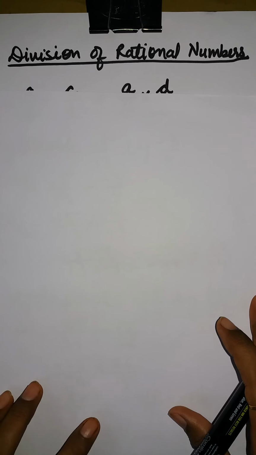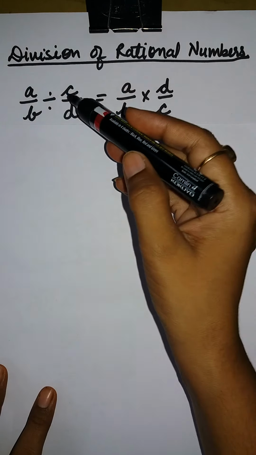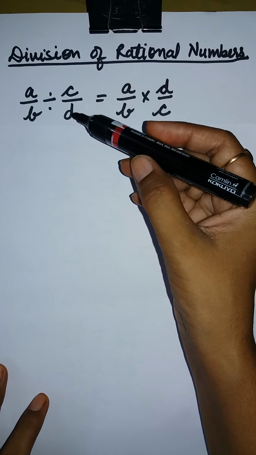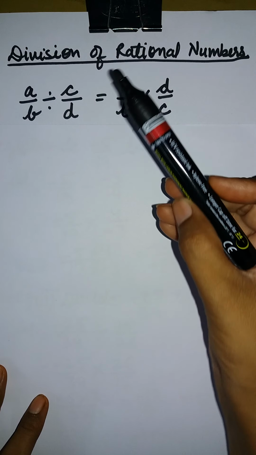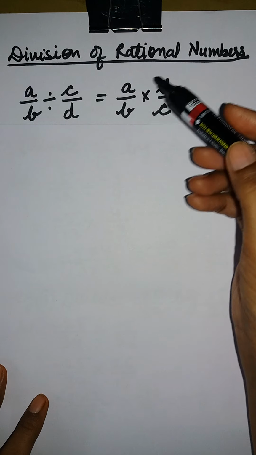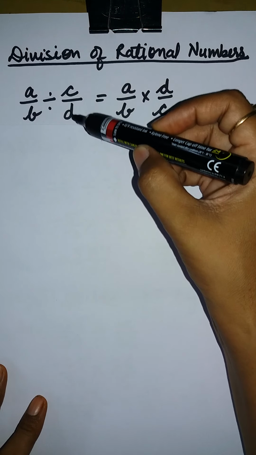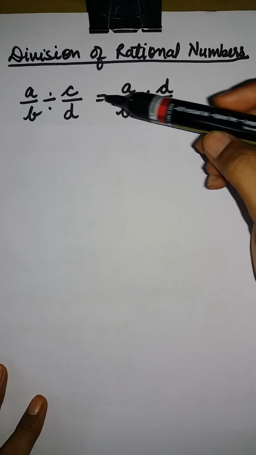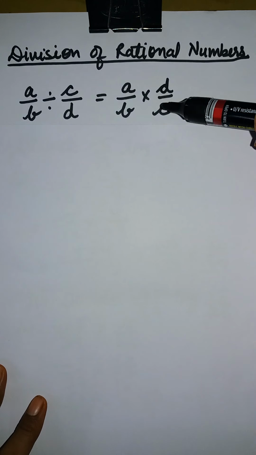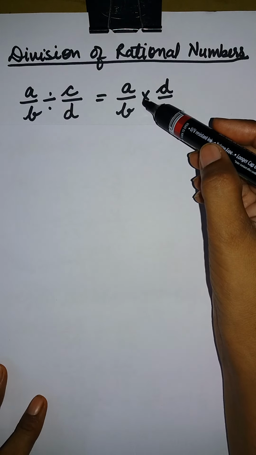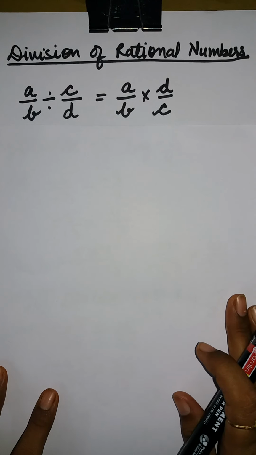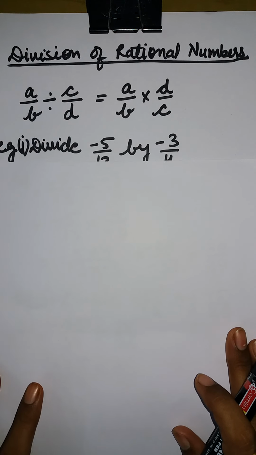If we have a by b and c by d, two rational numbers, how to divide them? We multiply the first rational number by the reciprocal of the second rational number. Here the second rational number is c by d, so we write the reciprocal of it and then we multiply. Let us understand it through an example.